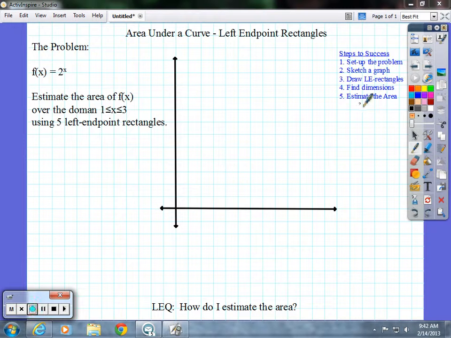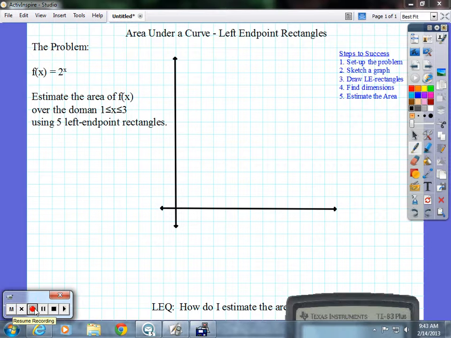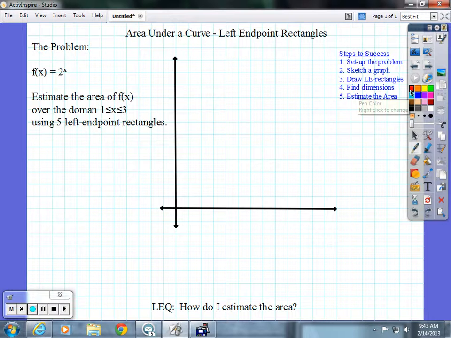The steps to success are listed here. As I go through this problem, these are the steps that I'm going to be taking to demonstrate how to estimate this area. First things first is set up the problem. Doing this problem the easiest way always involves getting it set up correctly. We're looking at this function f of x, our domain is 1 to 3, and we're going to use 5 left endpoint rectangles.